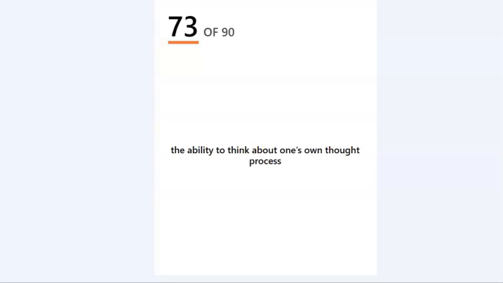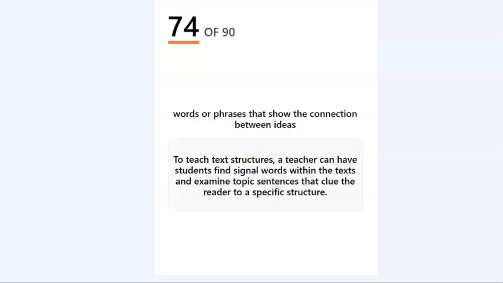Metacognition, the ability to think about one's own thought process. Signal words, words or phrases that show the connection between ideas. To teach text structure, a teacher can have students find signal words within the text and examine a topic sentence that clues the reader to a specific structure.